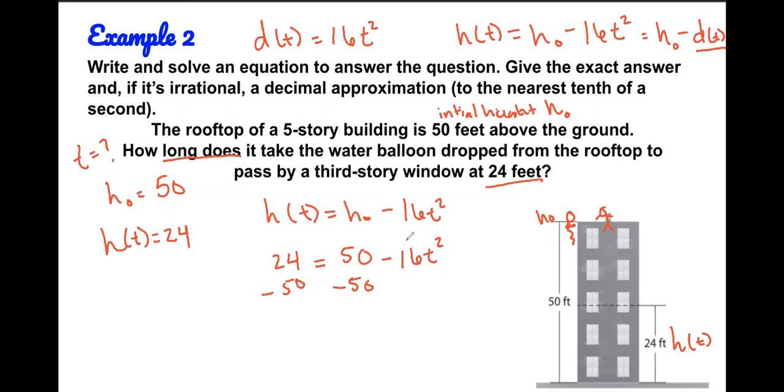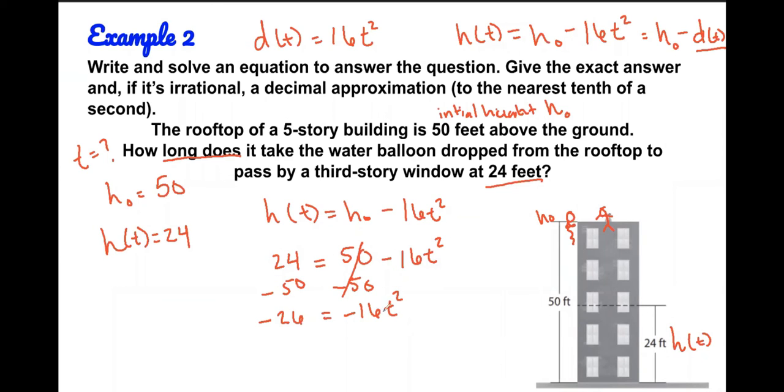Again, we're using that solving by doing square roots. So let's go ahead and just leave our t isolated. Over here, I have 24 minus 50. It should give me negative 26, which equals negative 16 t squared.